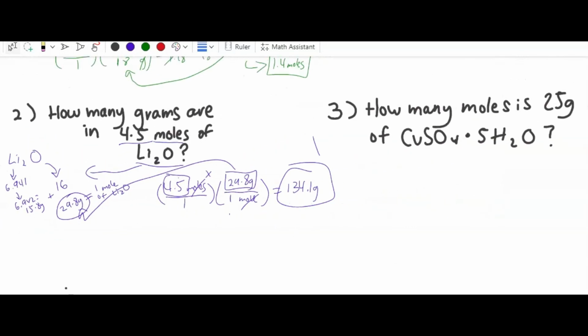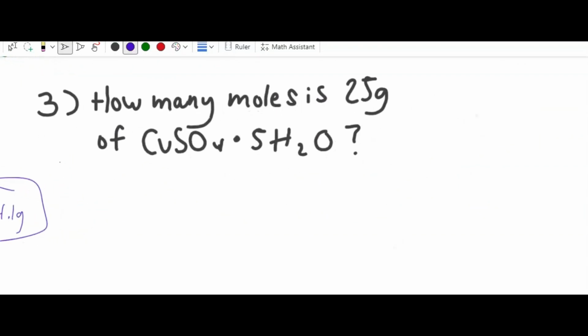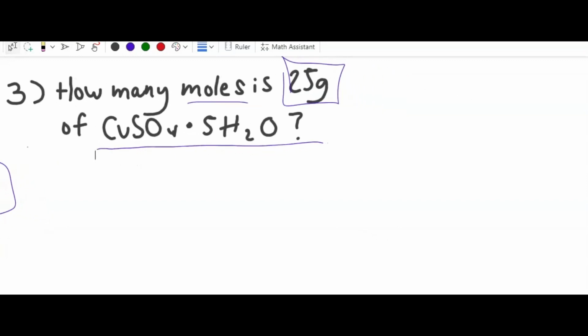All right, so let's move on to the final problem. This one's a little more challenging because there are some more variables. So how many moles? We're trying to find moles and we're given 25 grams of this long complex chemical compound. So we're going to use the same strategy that we used before. Let's use red for this one, and I'm just going to break down each of these values. So I'm just going to rewrite the entire thing.